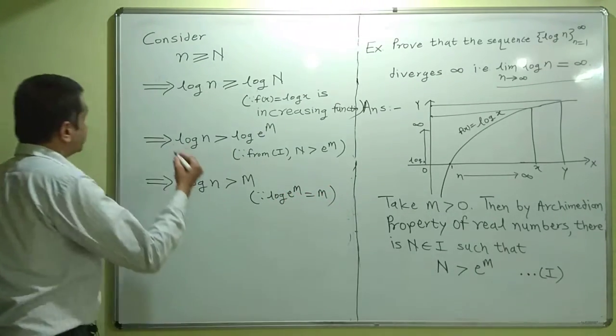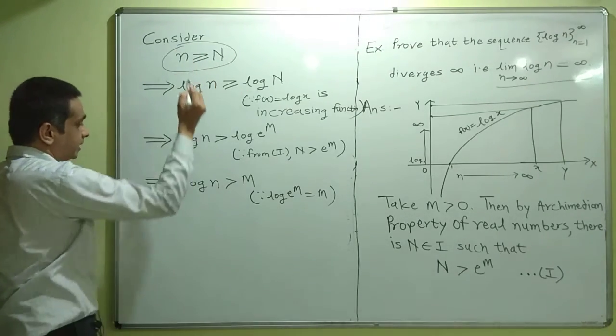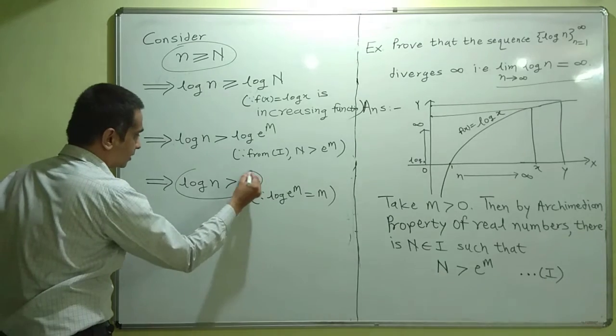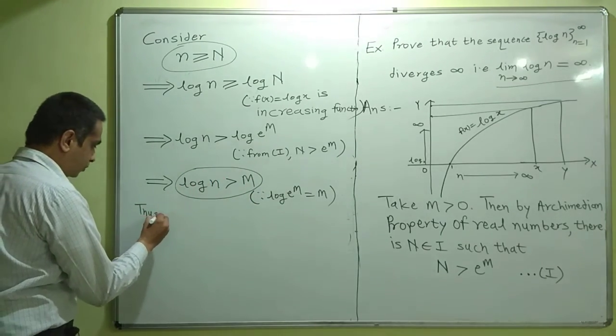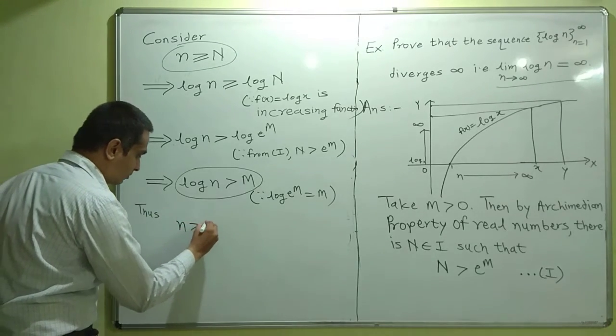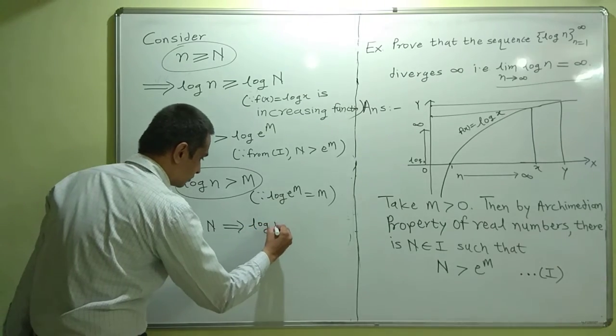So see, we began with this, n is greater equal to N, and at the end we have obtained that log n is greater than m. Thus, we proved that n greater equal to N implies log n is greater than m.